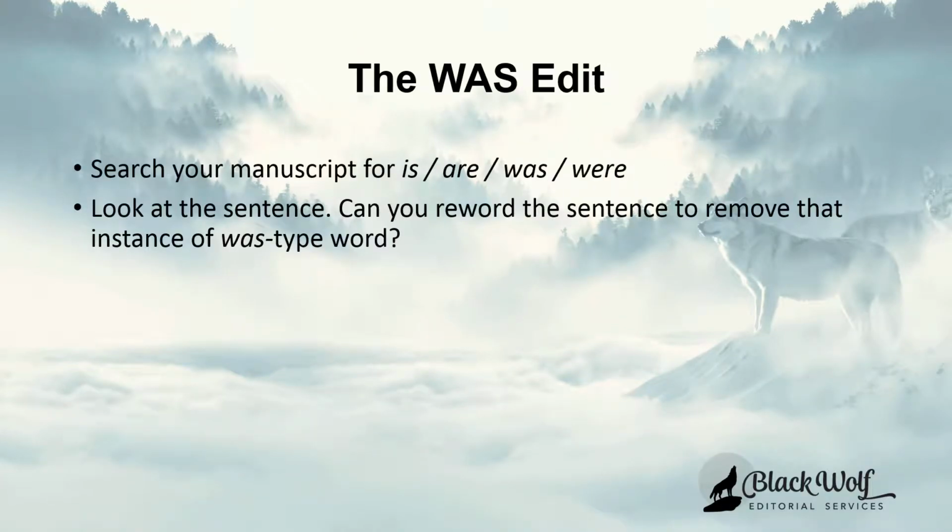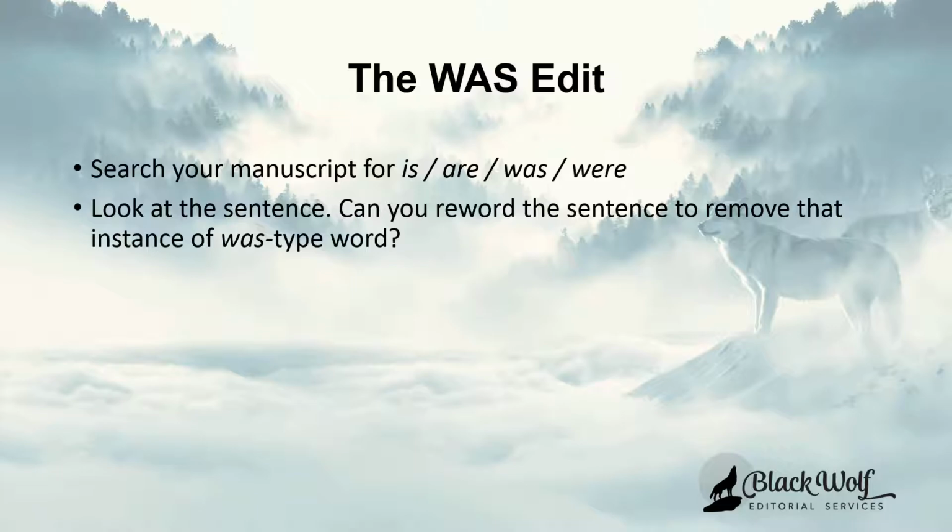I want to start with the was edit. Now, this is a type of edit that I tend to use towards the later stages of developmental editing, when it's getting ready to go towards the copy editor and moving into that copy editing phase. But I still look at this because it's about tightness of language. So what you do is you literally search your manuscript for every instance of the word is, are, was, and were. Those are all different variants of the word was.